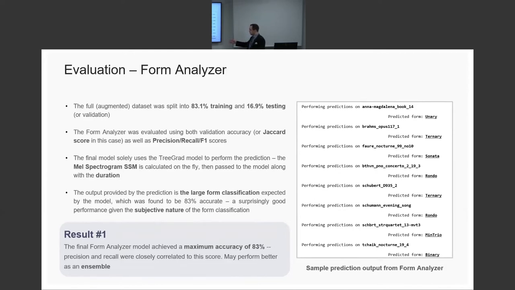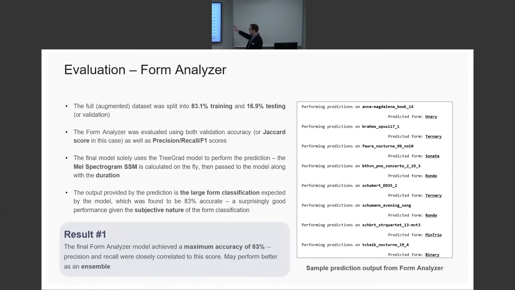So our first result was that the form analyzer model achieved a maximum accuracy of 83%. Precision and recall were closely related to this score as well. But this may perform better as, I suppose, an ensemble of ensembles. There's a few different ways that could potentially be improved with additional models.